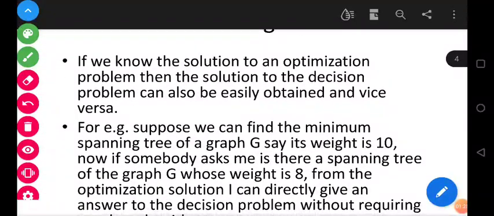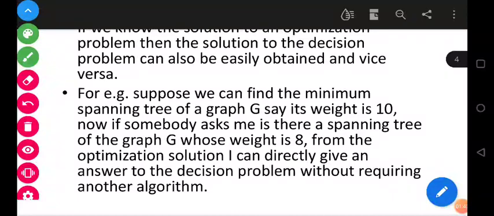Now there is a very interesting fact, that is, if we know the optimization solution of a particular problem, then the corresponding decision problem can be easily obtained from that optimization problem and vice versa. For example, if we have an algorithm to find the minimum spanning tree of a graph G, say its weight is 10, now if somebody asks me, is there a spanning tree of graph G whose weight is 8? From the optimization solution, I can directly give an answer to the decision problem without requiring another algorithm. I will directly say that the answer is no.